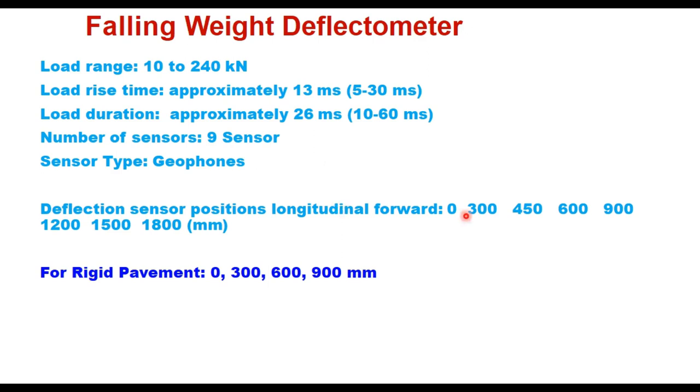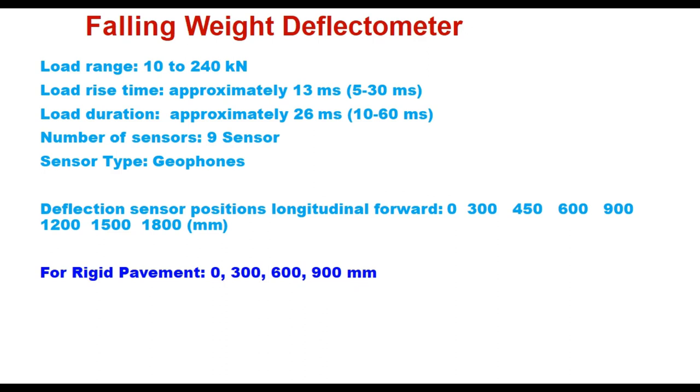For a flexible pavement, deflection sensors are placed at 0, 300 mm, 450 mm and up to 1800 mm. But in case of rigid pavements, only 4 geophones are used, and these are at the center of the load, 300 mm away from the load, 600 mm and 900 mm away from the load.